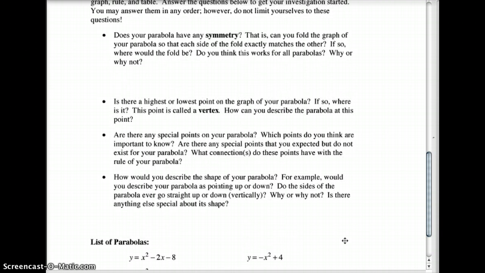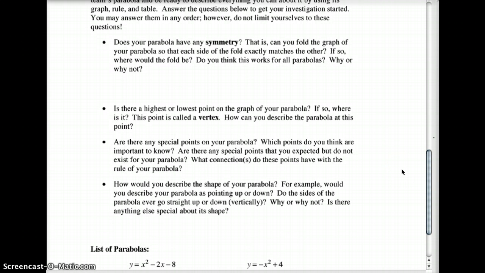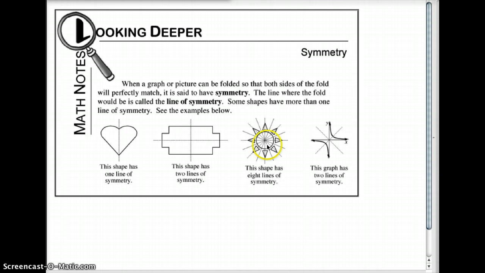So now, here's what should be labeled on your small posters or on your graph paper. Does your parabola have symmetry? Symmetry, remember, is if you take your paper and fold it, the one side would look exactly the same as the other side. In fact, let me give you examples, and I'll come right back to this, of what symmetry looks like. Symmetry is here.